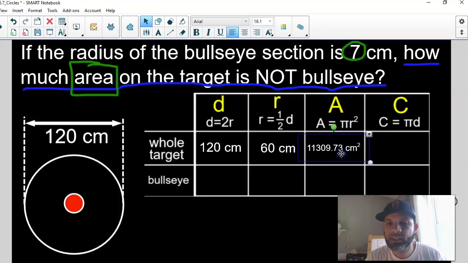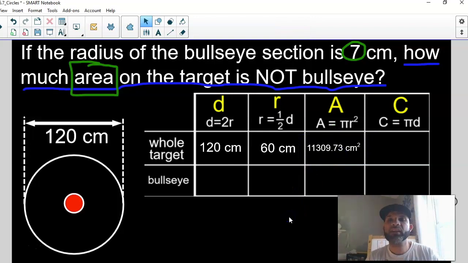Okay, now I'm not going to calculate the circumference because we know for sure this is our area, but it's a really good practice to just know how to calculate your circumference. We know our circumference is just pi times the diameter, pi times the 120.